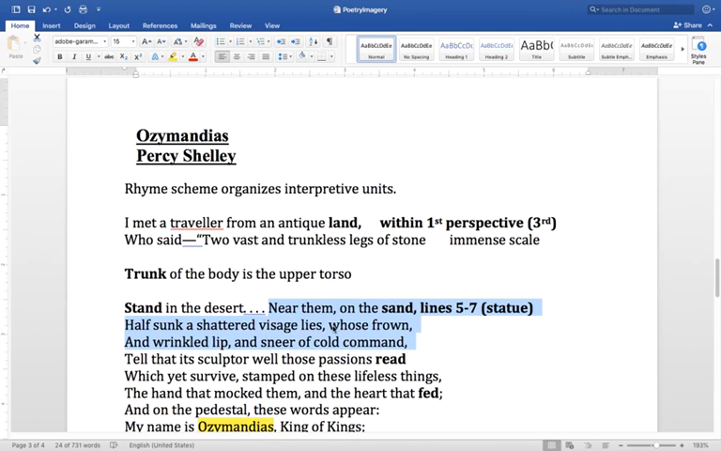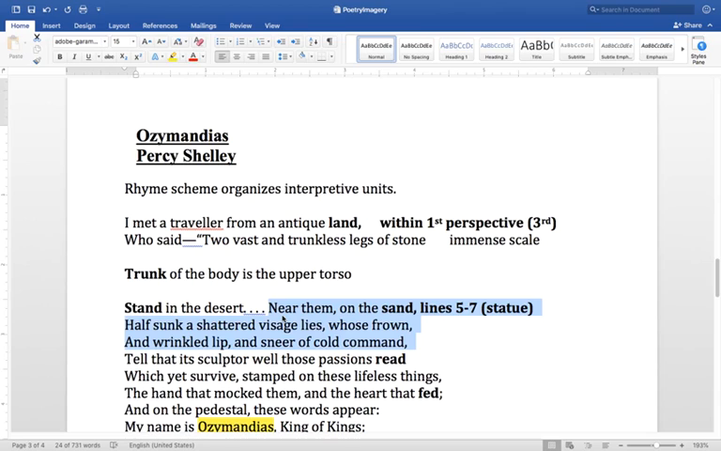And we know that it's not happy because it's got a frown in this line. It's got a wrinkled lip, which suggests that it's not a plump, healthy lip, it's a wrinkled lip. And most of all, it's got a sneer, right? The frown, the sneer, and the shattered visage all create the image of a face in our mind.